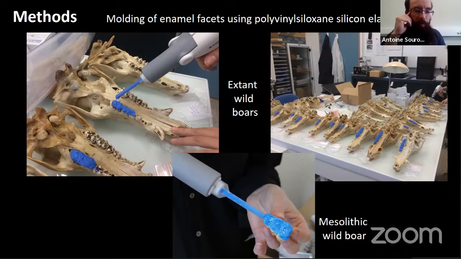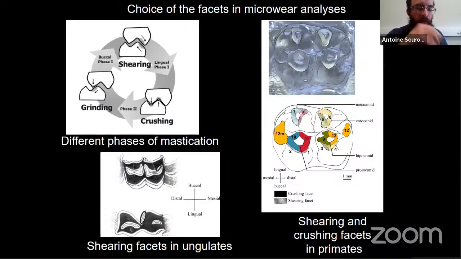You have to take molds of enamel facets using polyvinyl siloxane silicone. So you have an example here on modern wild boars. Then we can study this mold using the microscope. The good thing with the method I'm going to show is that you don't need to make any cast. You can study directly the negative made with the silicone.